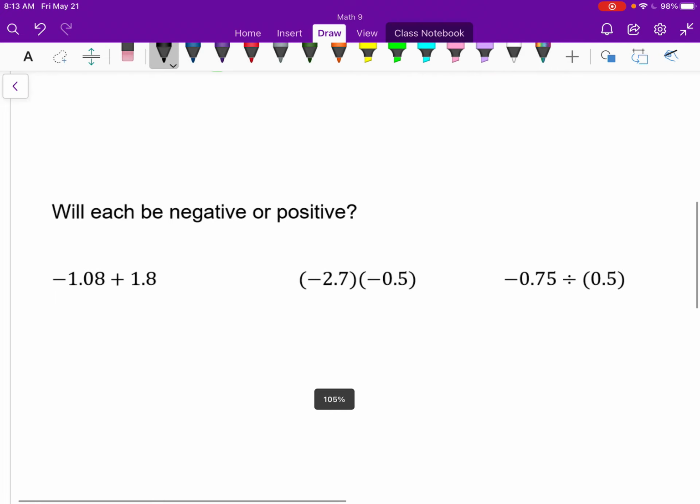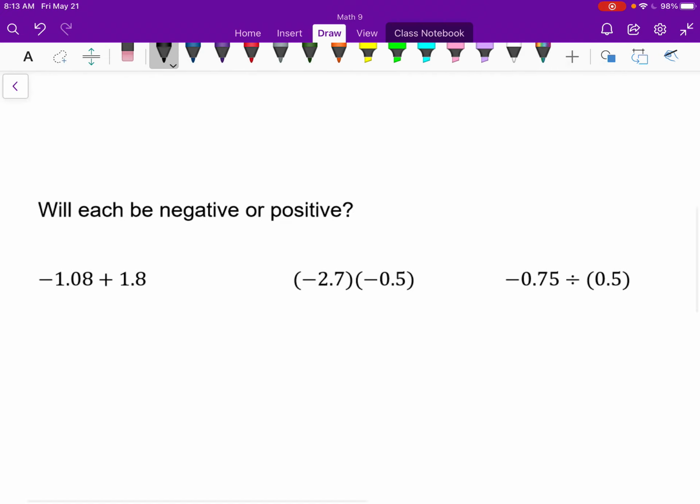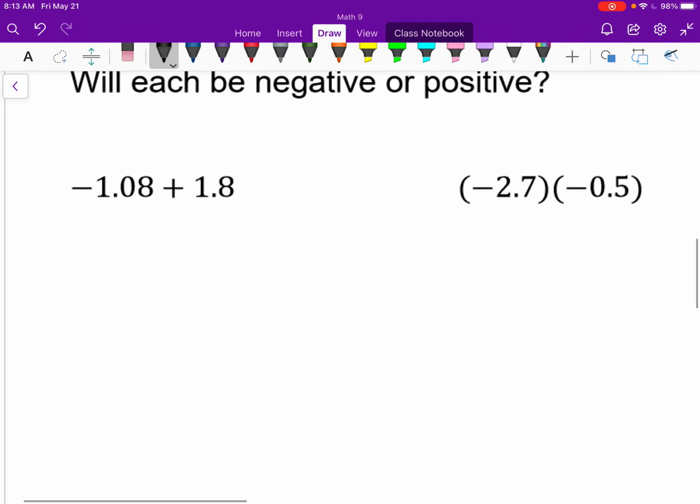So all I want to do lastly, because a lot of these key ideas we already reviewed in some of the previous lessons, is this. I have 3 different expressions here, one involving addition, multiplication, and then division. All I want to do, without a calculator, is determine whether this expression overall will be a negative or positive value. If I look at -1.08 plus 1.8, the key here is I have a negative number, I'm adding a positive number, but the positive number 1.8 is more than 1.08. So I'm adding more than I started with. What I started with was in the negatives, so I know this is going to be positive.